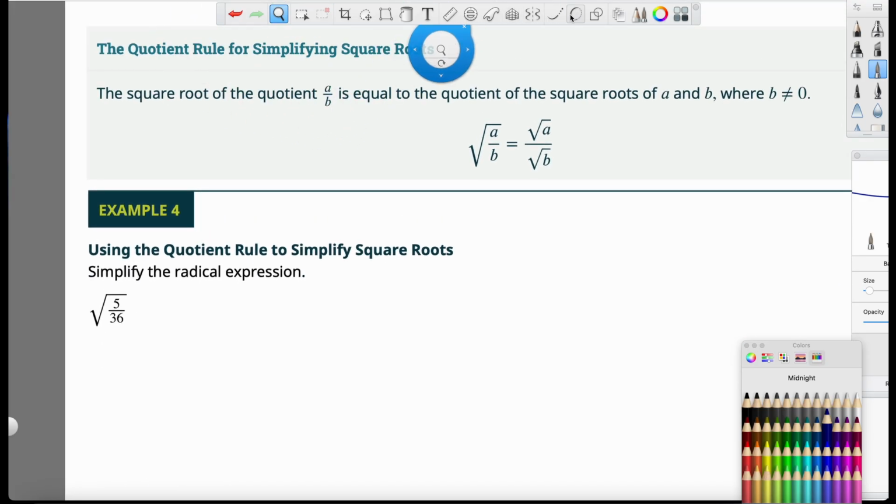Quotient rule. Quotient, fancy word for divide. Not fancy, but mathematical. The square root of the quotient a divided by b is equal to the quotient of the square roots a and b, where b is not 0. Well, we can't have b be 0 here because that would be dividing by 0, and we can't do that. So the idea here is if we have the square root of this fraction, we can just separate the radical, the square root, in the numerator and the denominator.